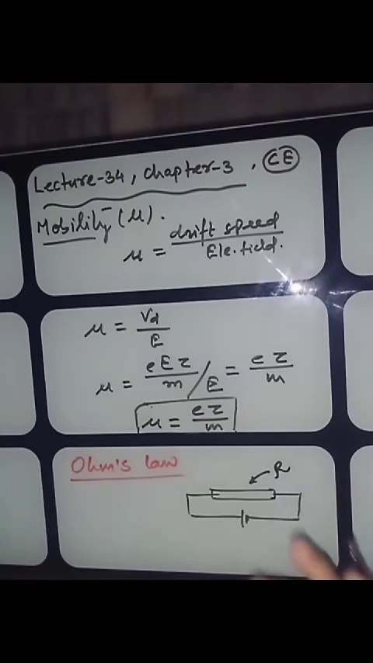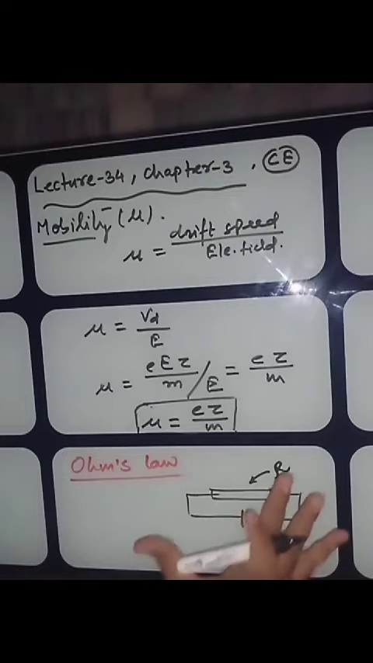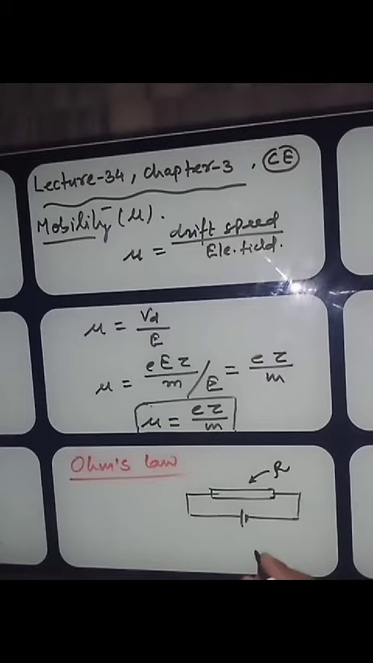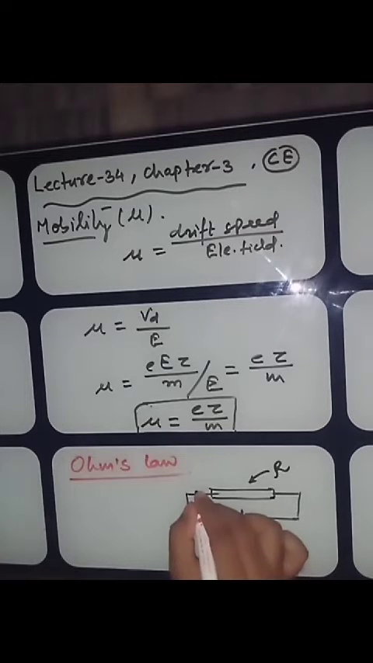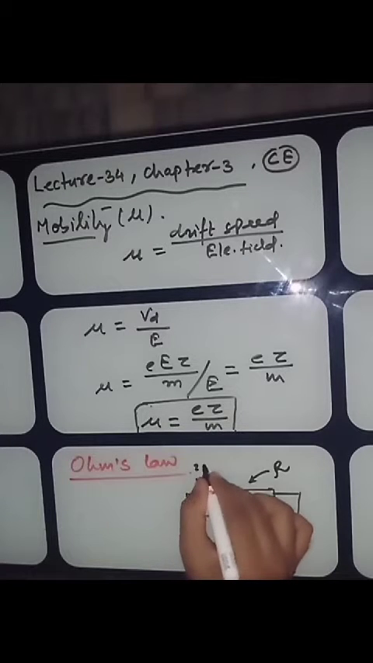We had discussed resistance earlier, but this particular conductor is of a certain dimension, and this particular law was given for certain conditions. Actually, that experiment was done under certain conditions. Ohm applied a potential of 1 volt and observed a current of 1 ampere. When he increased the potential to 2 volts, he observed a current of 2 amperes.